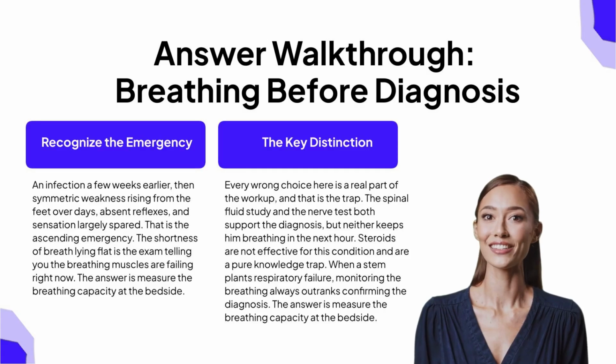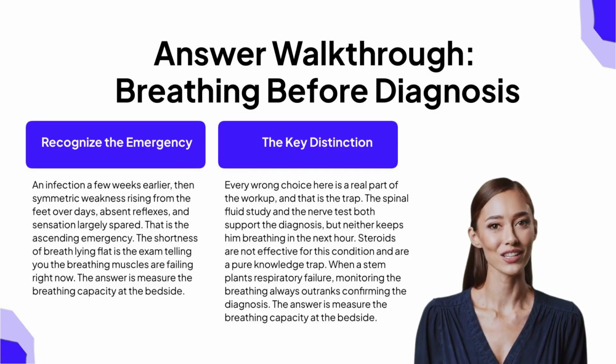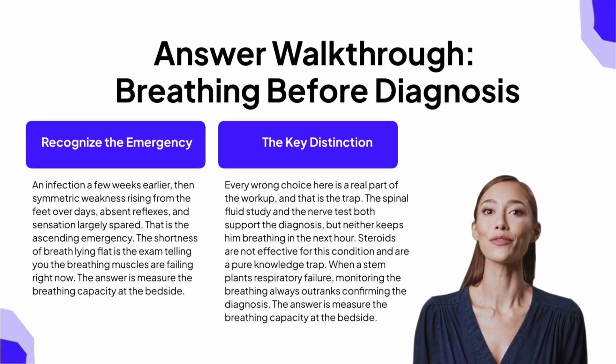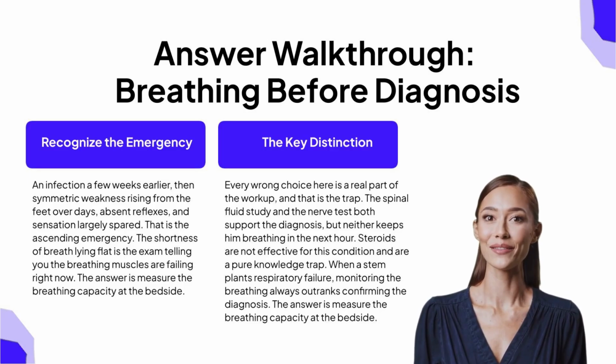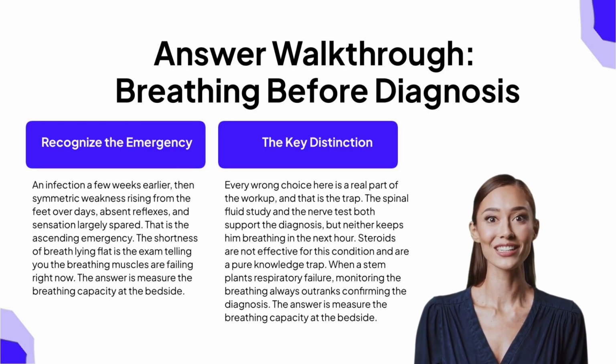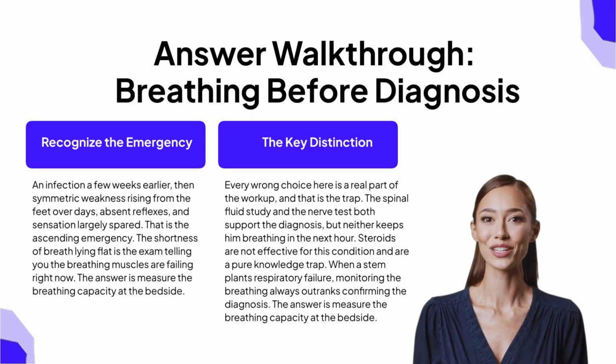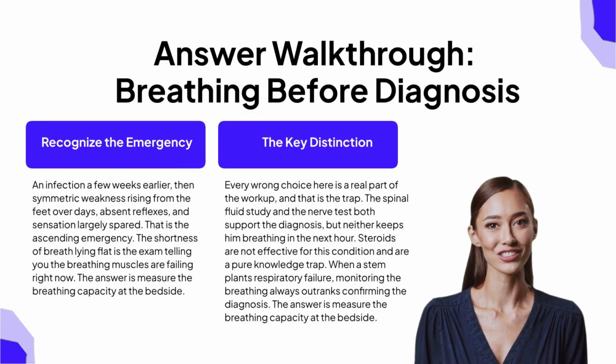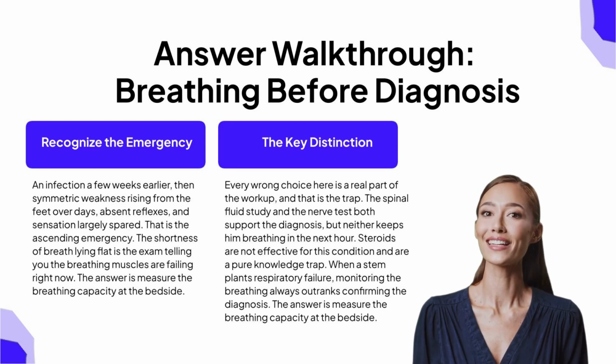First, recognize the emergency. An infection weeks earlier, symmetric weakness rising from the feet over days, reflexes absent, sensation spared. That is the ascending emergency. And shortness of breath lying flat is the exam telling you in plain language that his breathing muscles are failing right now. Now the key distinction, and this is what makes it hard, every wrong choice is a real part of the workup, and that is the trap.